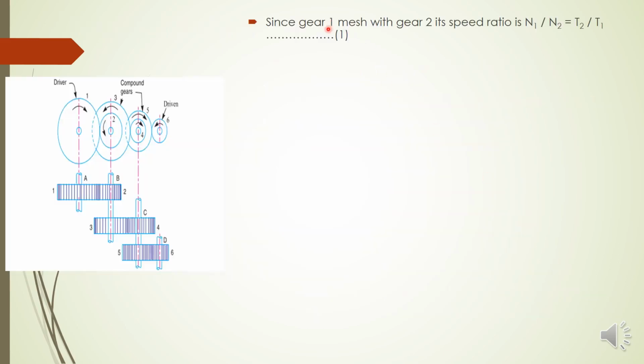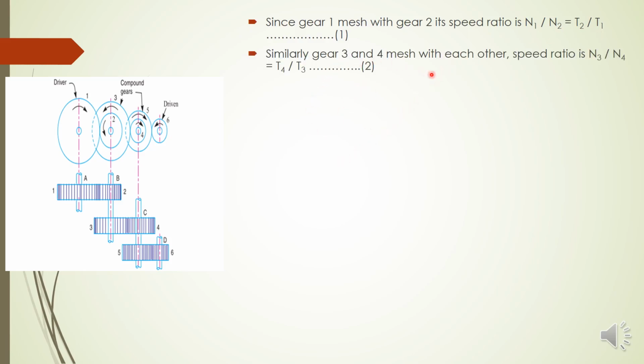So first meshing is gear 1 and gear 2. We can write this equation only whenever there is a direct meshing. For example, you cannot write this speed ratio between 2 and 4 because 2 and 4 are not meshed together. But you can write it between 1 and 2 because 1 and 2 are meshed together. So since gear 1 meshes with gear 2, the speed ratio is N1 by N2, which is equal to T2 by T1.